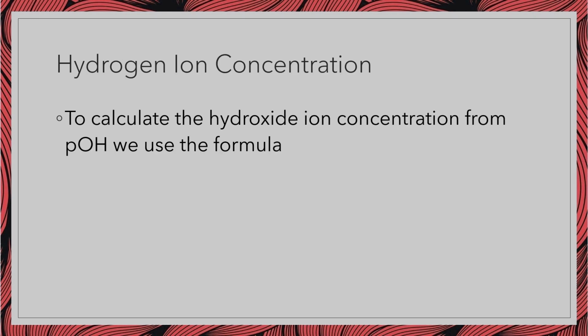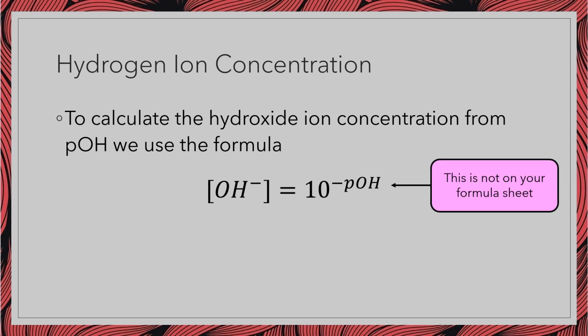Now, to calculate hydroxide ion concentration, we use a similar formula to the pH one. Hydroxide ion concentration is 10 to the negative pOH. Again, this is not on your formula sheet, so you'll have to remember it.